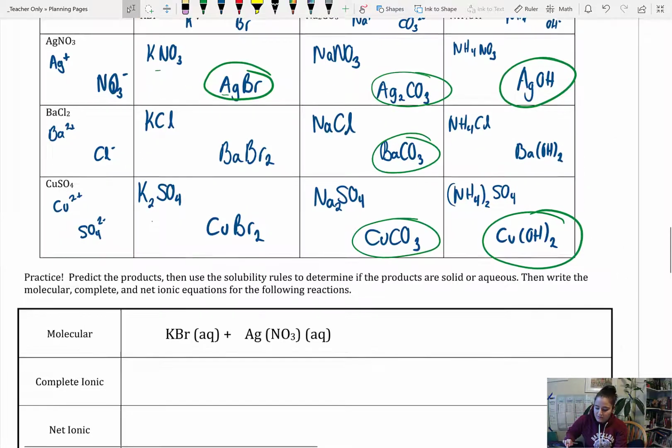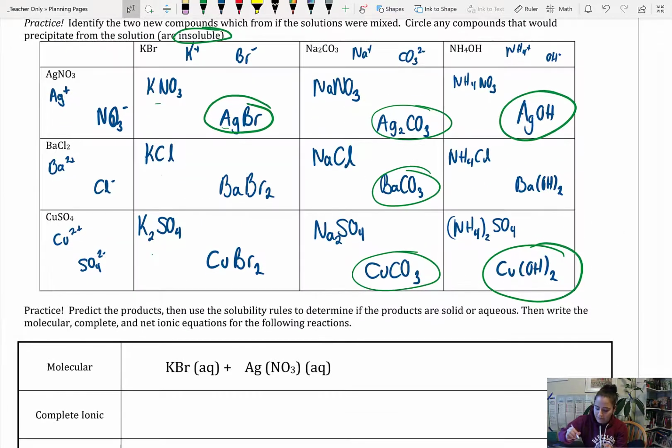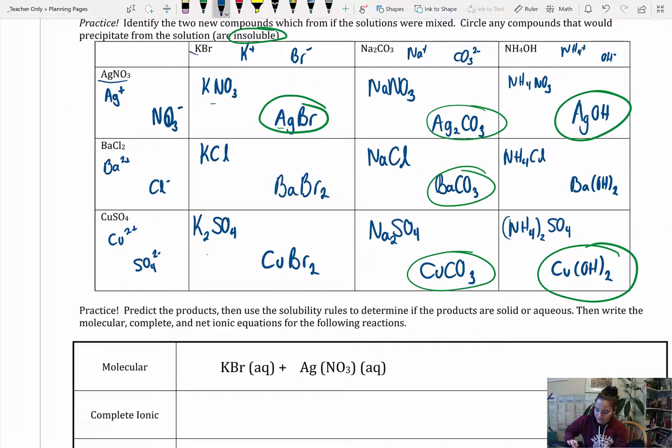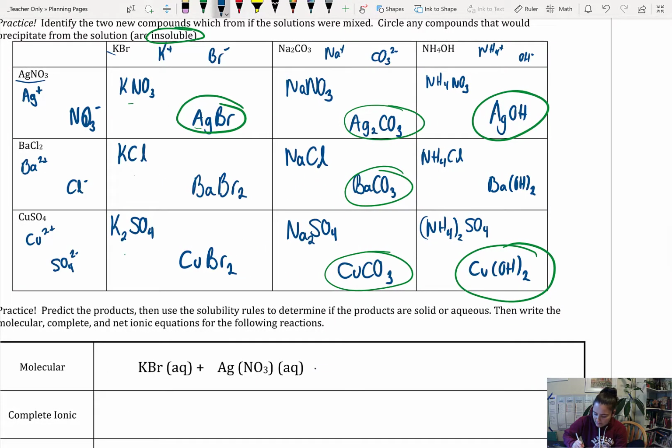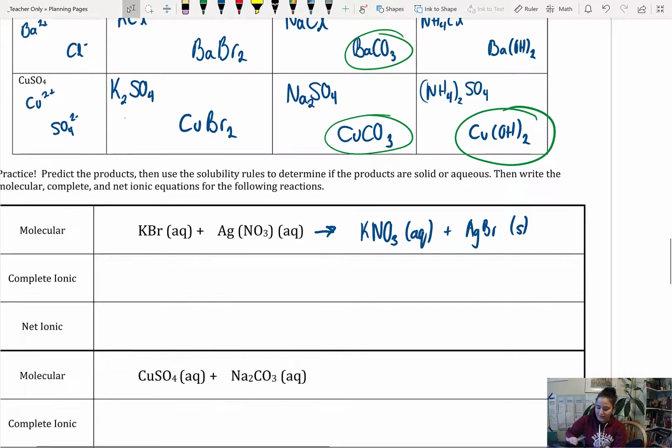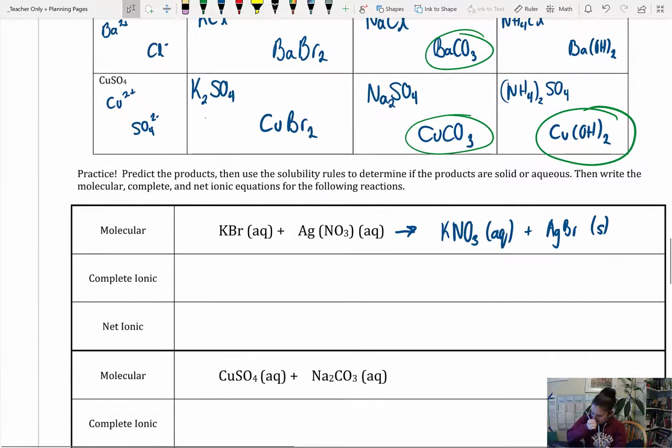Okay, these ones we had already predicted the products for. So let's just go ahead and finish those reactions. We have KBr and AgNO3. That's these two from up here. So we said that they form KNO3, which stays dissolved in solution, and then silver bromide, which is a solid, or the precipitate. So that reaction is already balanced.